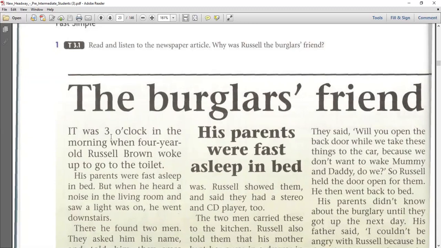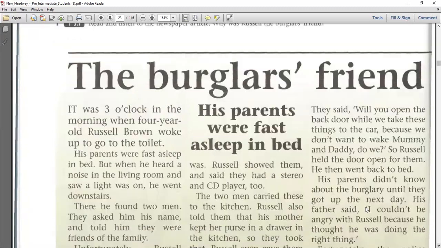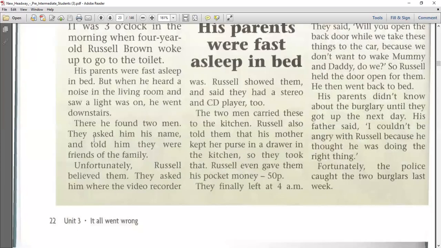It was at 3 o'clock in the morning when 4-year-old Russell Brown woke up to go to the toilet. His parents were fast asleep in bed, but when he heard a noise in the living room and saw a light was on, he went downstairs. There he found 2 men. They asked him his name and told him they were friends of the family.